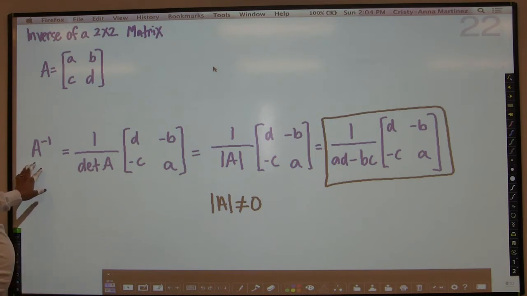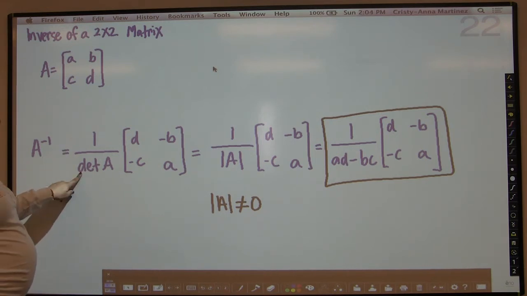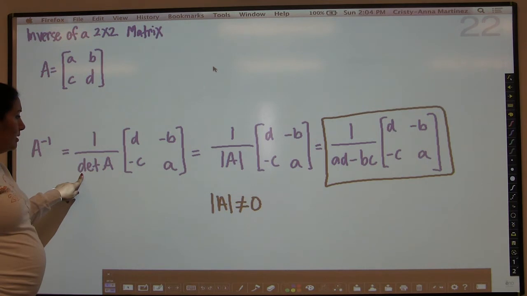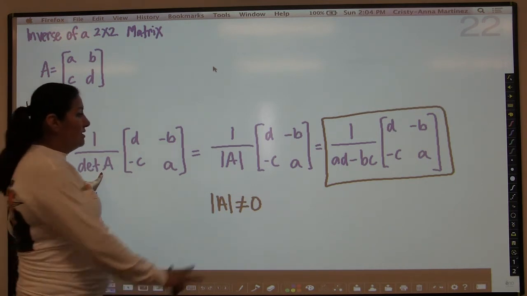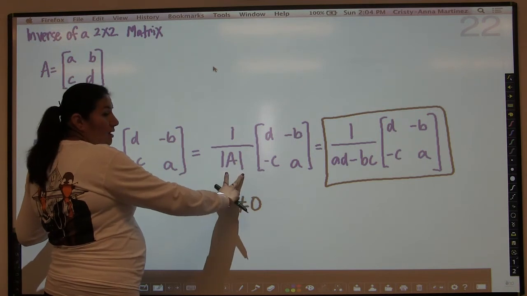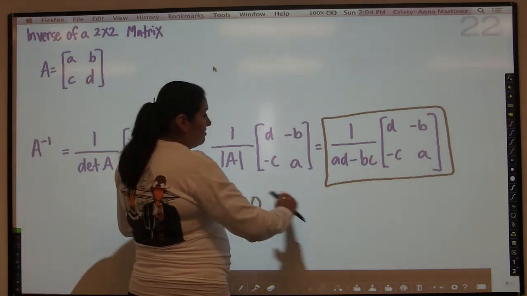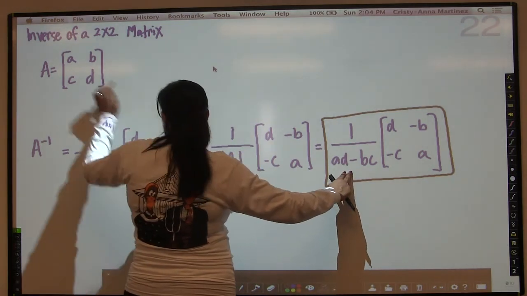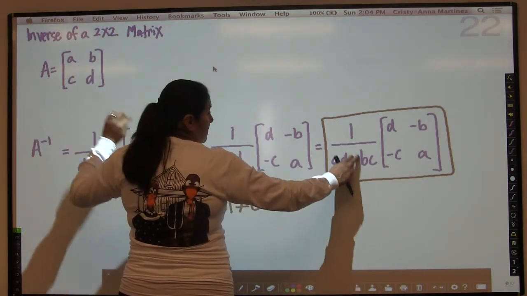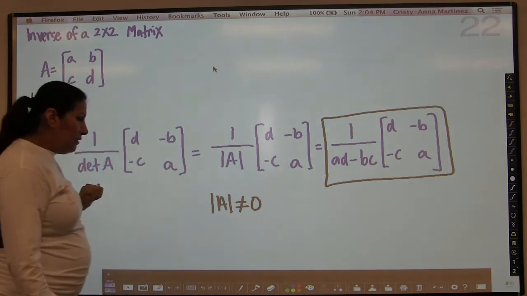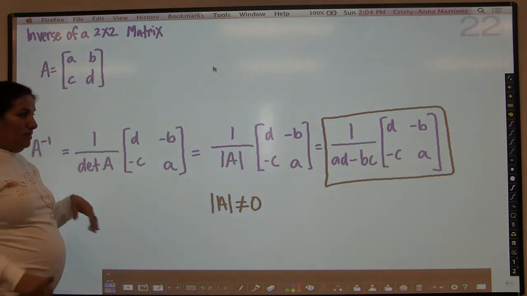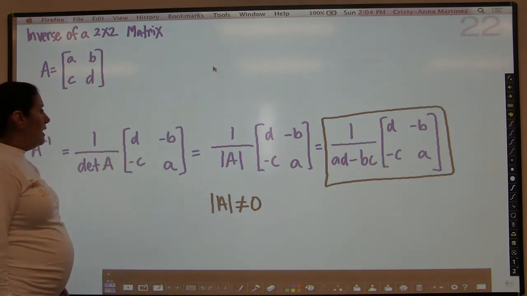So A inverse would be equal to 1 divided by the determinant of A. And if you don't remember the determinant of A from before, we sometimes use these bars to indicate determinant. And if you remember, the determinant was found by doing the diagonal, so A times D minus B times C. So the one that I squared off is the end all of the formula.